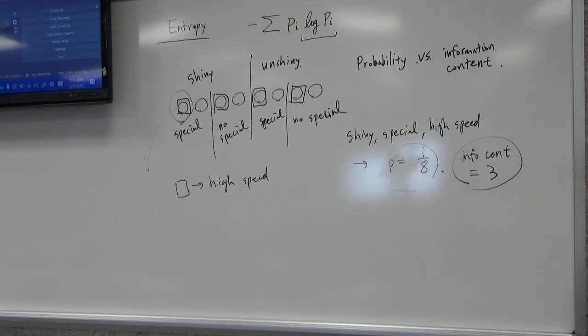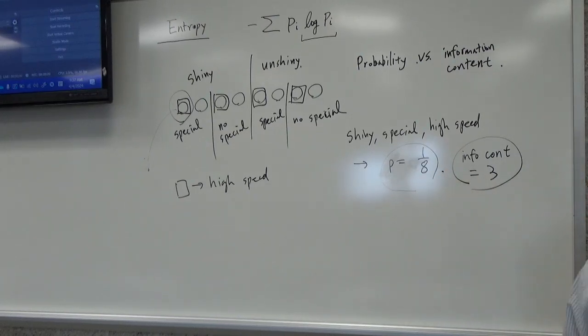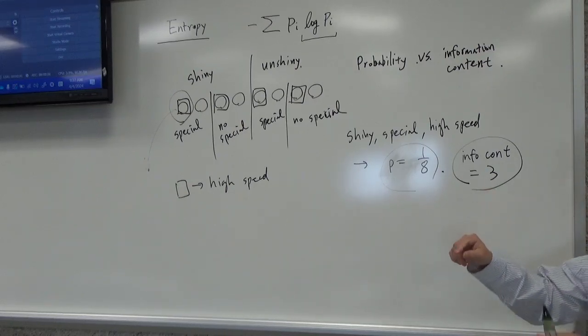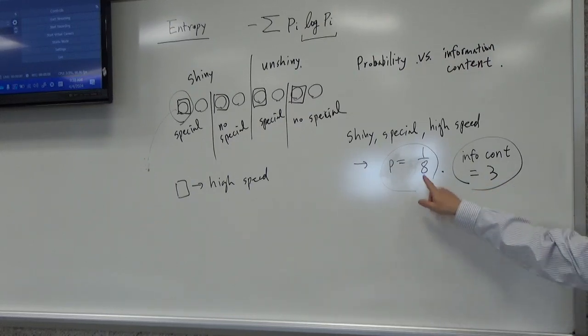So you have these two. What is the relationship between these two? What do you think? Can you find the 3 hidden in this number? Where is 3 hidden in this number, 1/8? Anyone? If you can find that out, you've understood why you have negative log pi in the formula for entropy. Is it 2 to the third? Yes, 2 to the third. Right? 8 is 2 to the third.